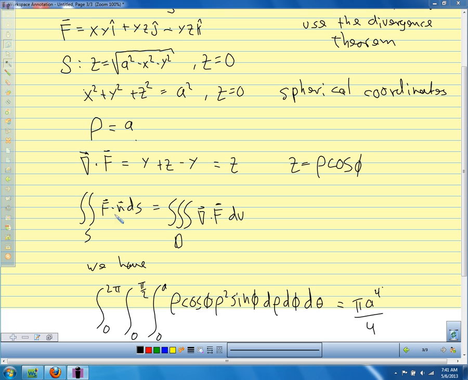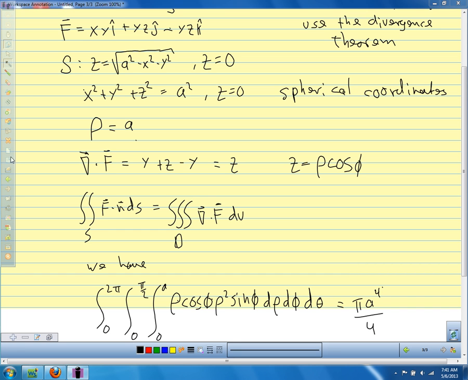So this is a generalization of the fundamental theorem of calculus, just like Green's theorem was, and just like the fundamental theorem of line integrals was. And it turns out, when we talk about it tomorrow, Stokes' theorem is another kind of extension of the fundamental theorem of calculus.